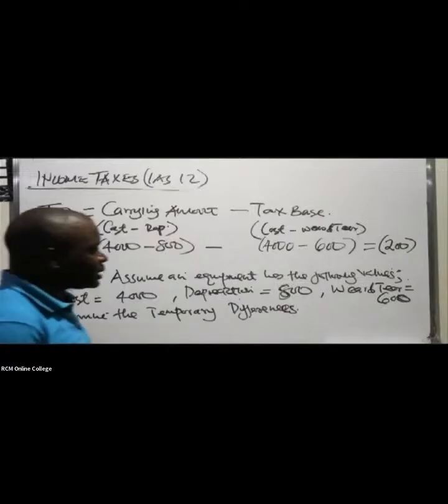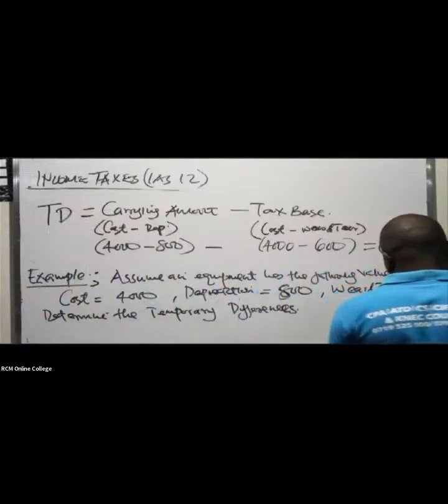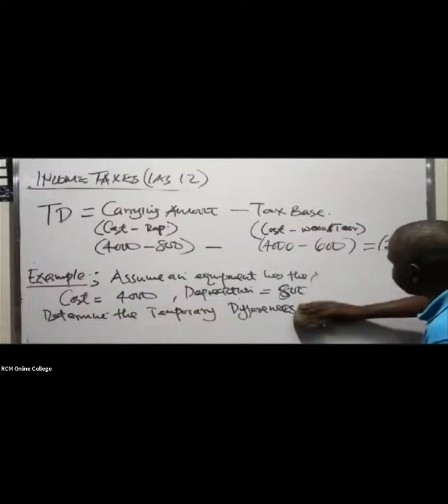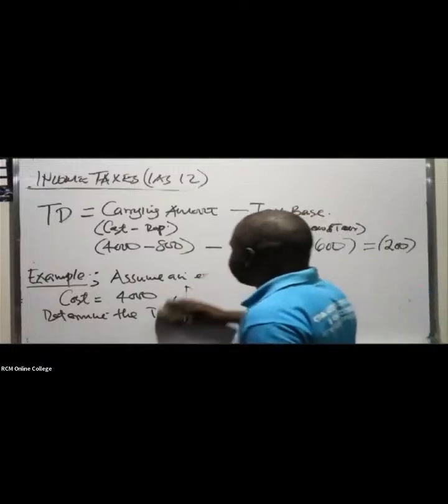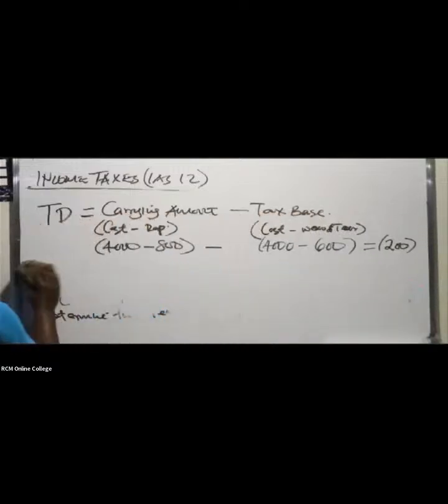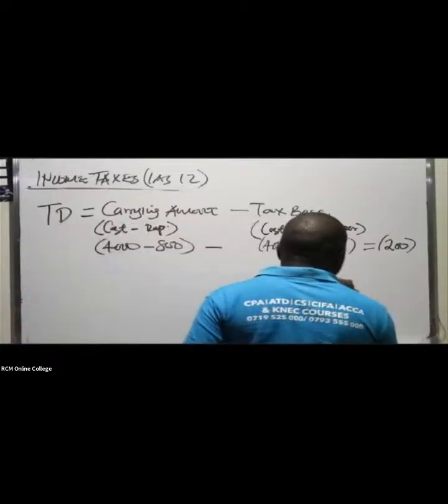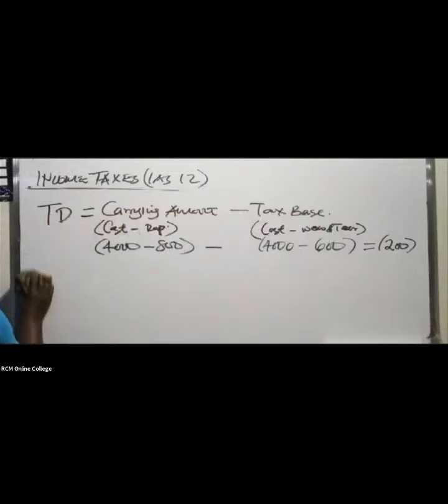So when you get the temporary difference being negative, we refer to this as deductible temporary differences. And therefore, a new term arises, which might end up confusing you: deductible.